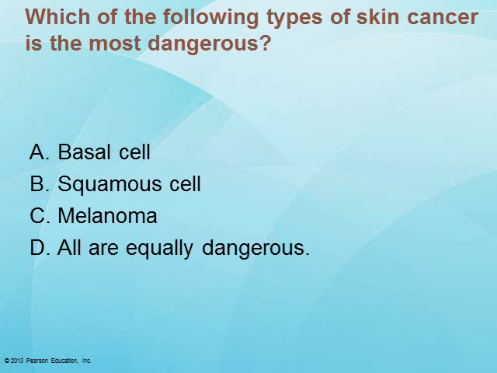At the end, let's see one question here. Which of the following types of skin cancer is the most dangerous? The answer is melanoma. Melanoma is the most dangerous skin cancer. Basal cell carcinoma, option A, is the most common skin cancer but the least dangerous. Squamous cell carcinoma is in between.